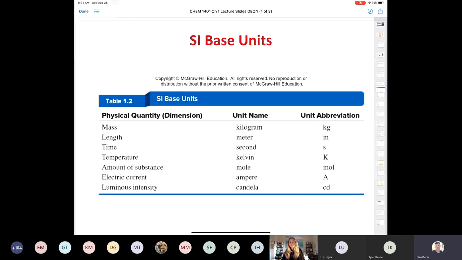I just got offline with my organic chemistry 2 class. So this is all of their, at least their fourth chemistry class that they've taken.